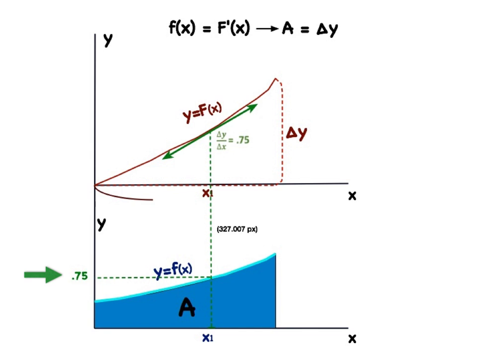And there's nothing special about 0.75. At any point, the slope of the tangent at the curve on the top is going to be the same as the actual value, the y value, of the curve on the bottom.